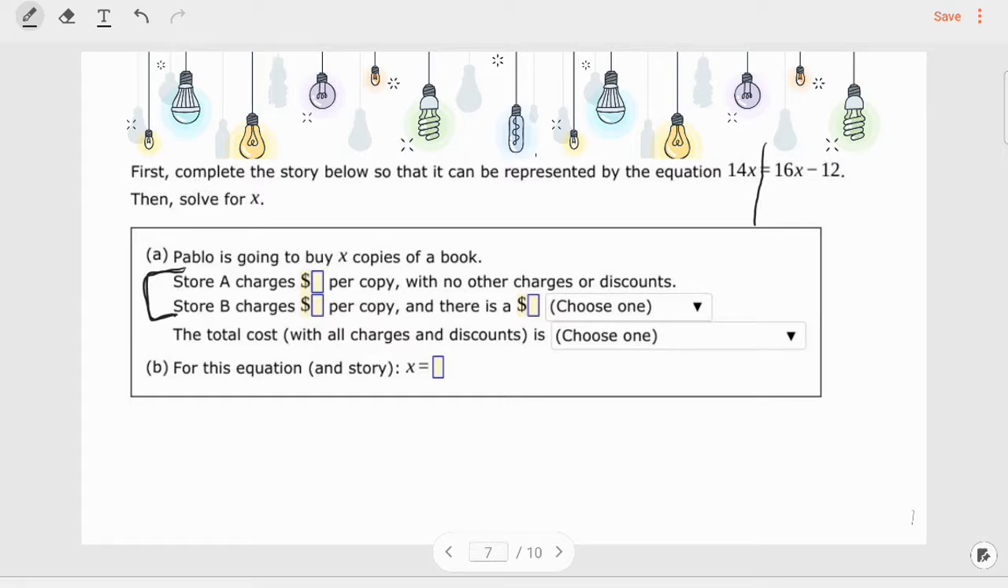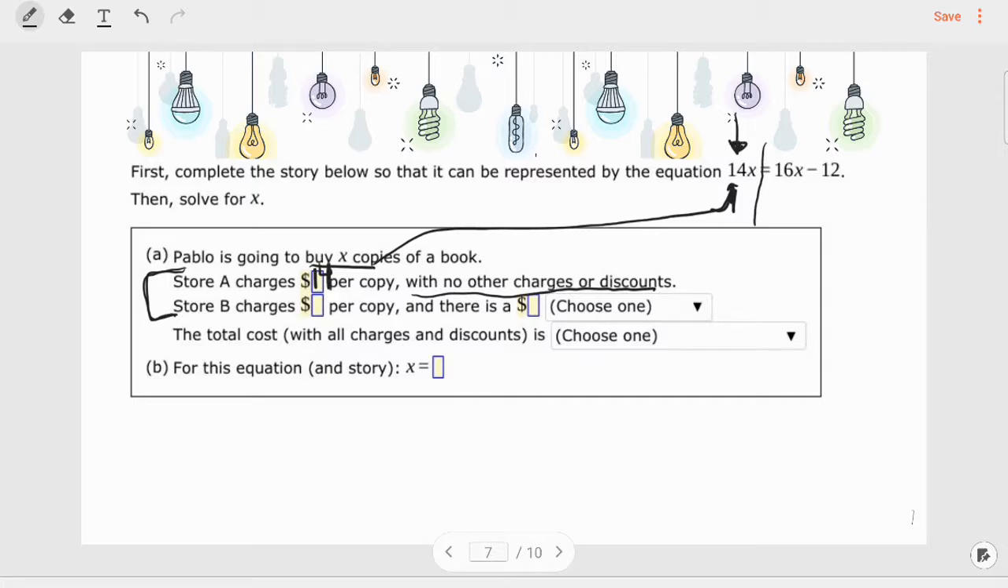So it says store A charges blank dollars per copy with no other charges or discounts. Now which side of the equation represents this? Well, it's going to be the left side, because I have just 14x, which represents how much I'm paying per book. X copies, 14x, that is $14 per book. So store A charges $14 per copy of the book with no other charges or discounts. Now that matches up, no other charges or discounts, because I'm not adding anything to 14x and I'm not subtracting anything from 14x.